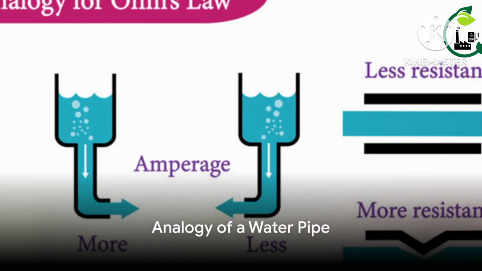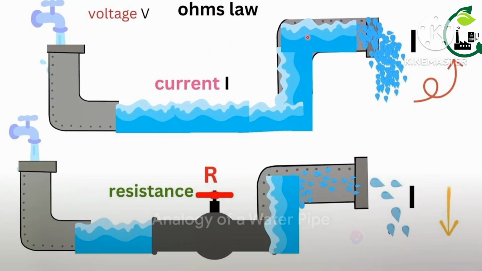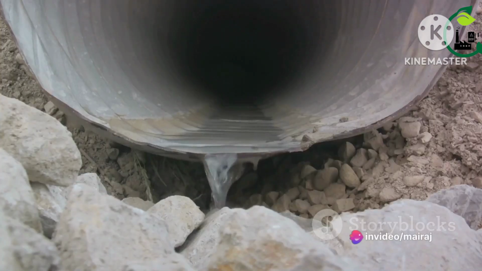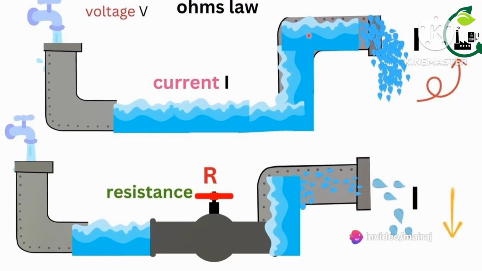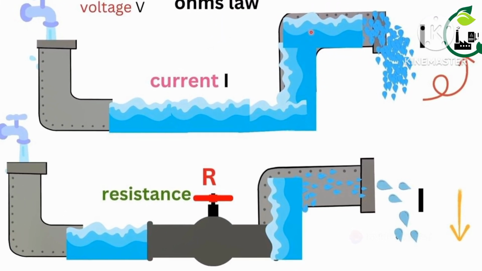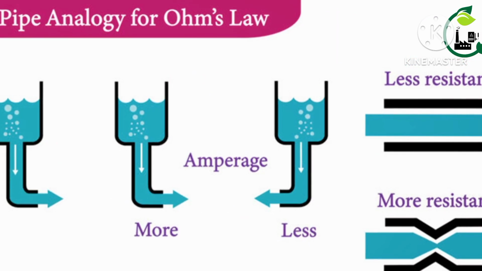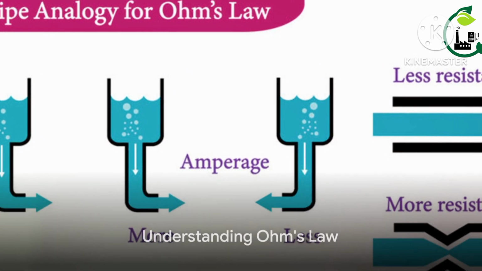Imagine a water pipe. The voltage is like the water pressure, the current is the flow rate, and the resistance is the pipe size. So, the greater the pressure or voltage, the more water or current flows. But, if the pipe or resistance is large, less water or current flows. That's the essence of Ohm's law.